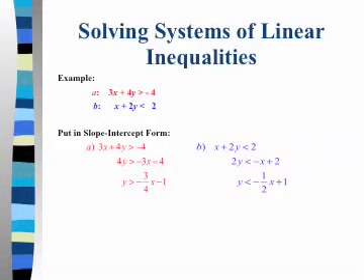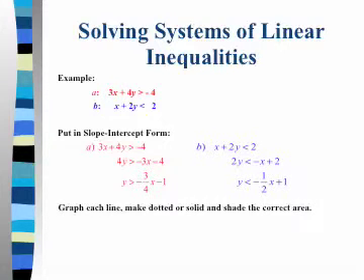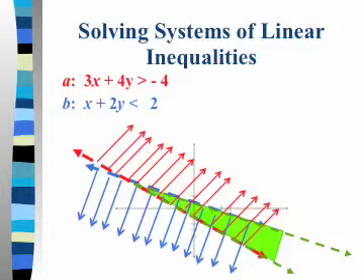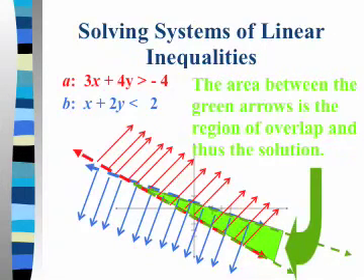Once we've solved for y, then we graph each line. We'll first make a decision about whether we're going to have a dotted or solid line. With A, because it's a greater than symbol, it would be dotted, and we'd shade above. And with B, it would be dotted, but we would shade below. So this is what the graph would look like. Remember that the overlapping shaded area, which you see here in green, is the solution to the system.